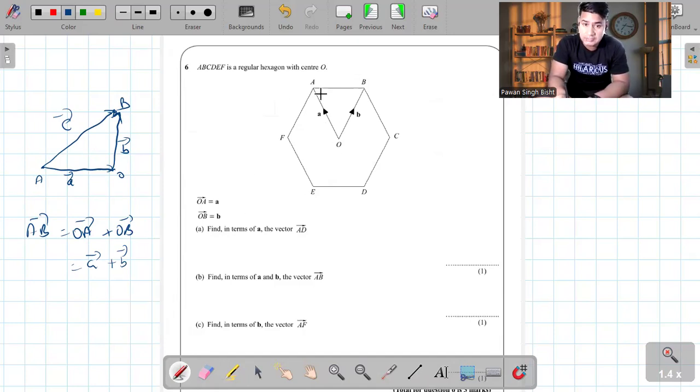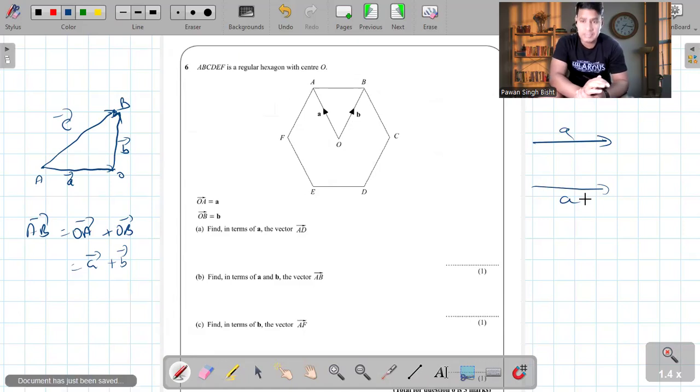If OA is plus A, then AO, the opposite of it, will be minus A. If OB is plus B, then the opposite of OB is BO, that will be minus B. And also if two vectors are parallel, they have the same values. If two vectors are parallel, then they have the same values. That you need to understand.